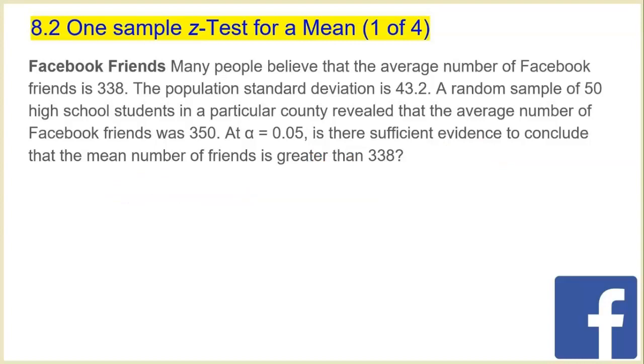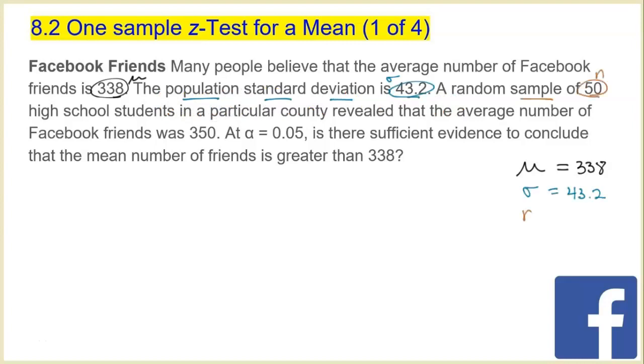So immediately we're given a bunch of values. I read it once through, and we go through and read it again. At first we're being told that people believe that the average number of Facebook friends is 338. So that's our population average, 338. And then we continue to read that the population standard deviation is 43.2. So we're going to need that information as well.